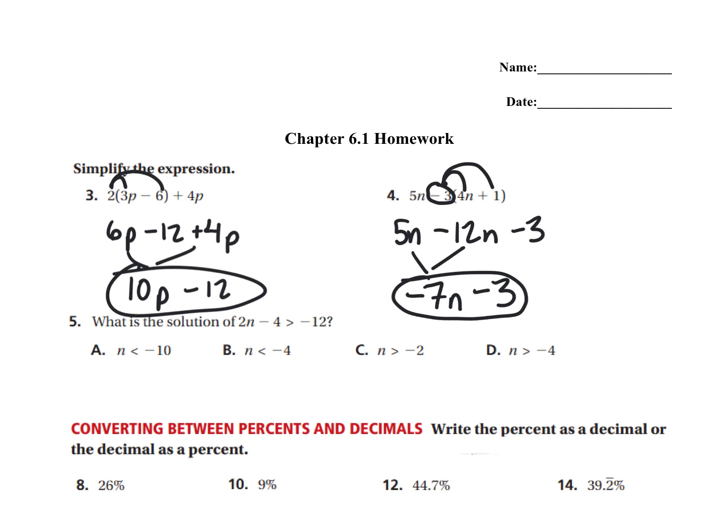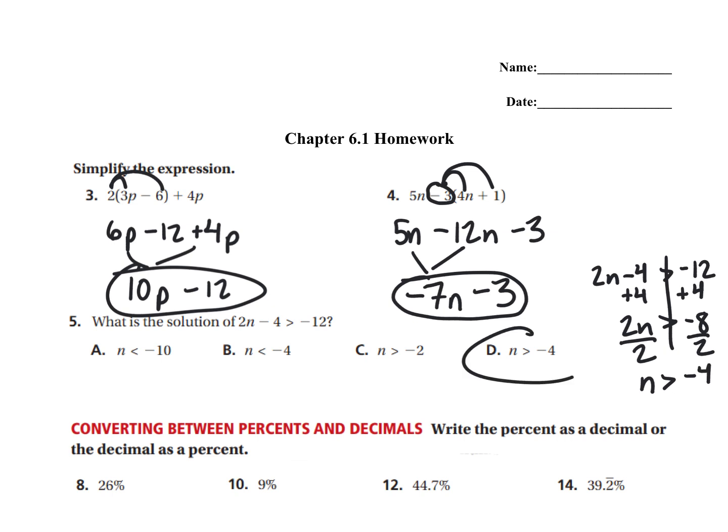For number 5, what is the solution to 2n minus 4 is greater than negative 12? Well, I've got 2n minus 4 being greater than negative 12. First step here, we would add 4 to both of these. I have 2n, and then negative 12 plus 4 is negative 8. Finally here, I'm going to divide by 2 on each of these. I get n being greater than negative 4, which is option D.